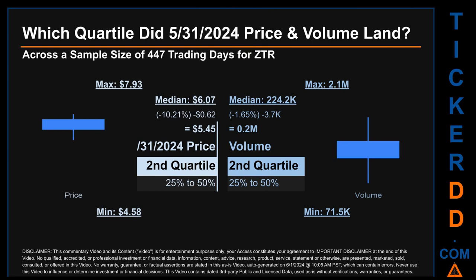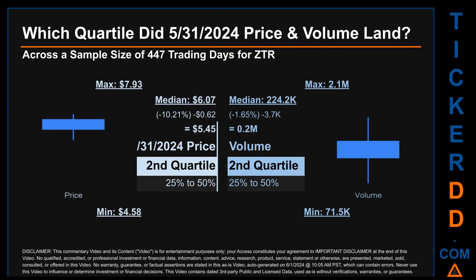The day's volume landed within the second quartile, that is within the 25% to 50% range of all sampled daily volume, which saw a max daily volume of 2.1 million and a minimum of 71.5 thousand. Quartiles tell us about the spread of a data set by breaking that data set into quarters, just like how the median breaks the set into half.